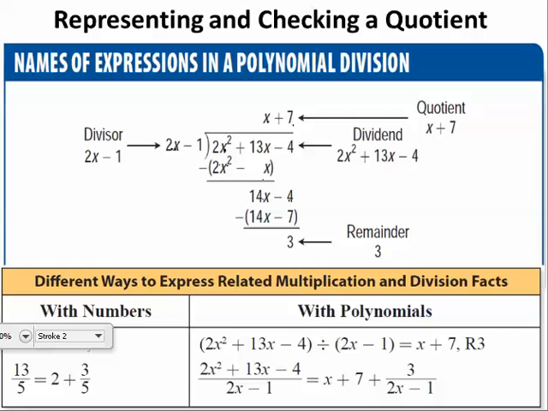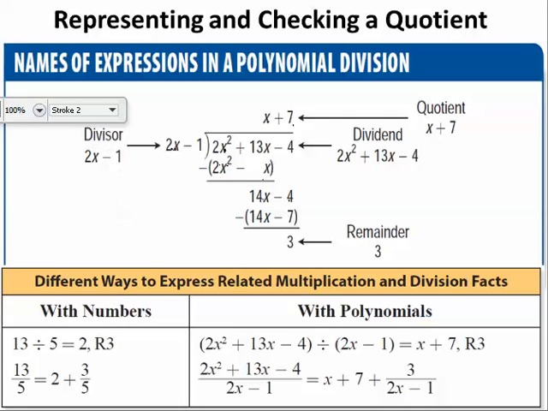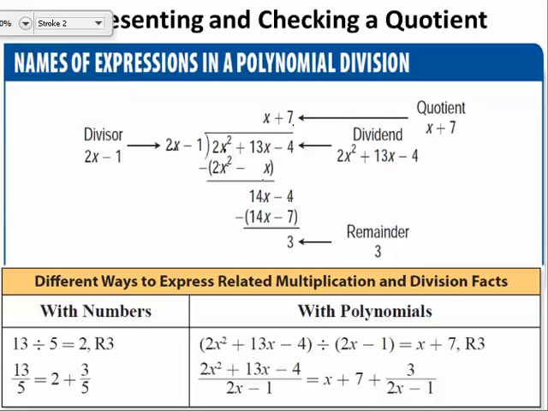So there's a couple of different ways we could express that. You could say it is x plus 7 with a remainder of 3, or you could say it is with a fraction at the end of it. You do the same thing with polynomials. You either say it's got a remainder of 3, or you could say that it's 3 divided by 2x minus 1.